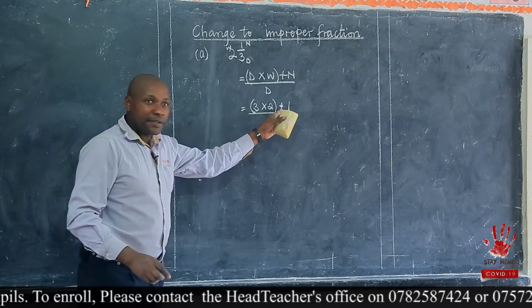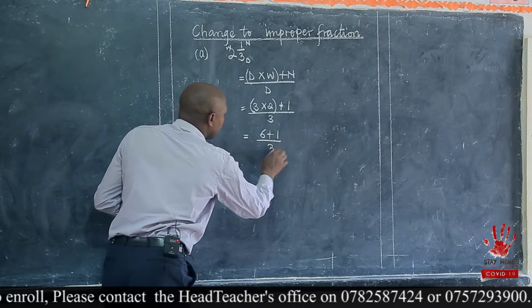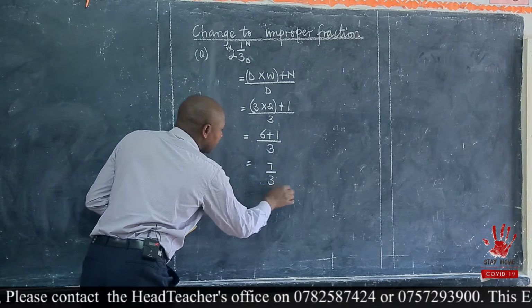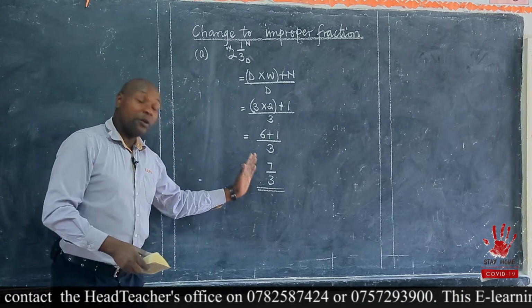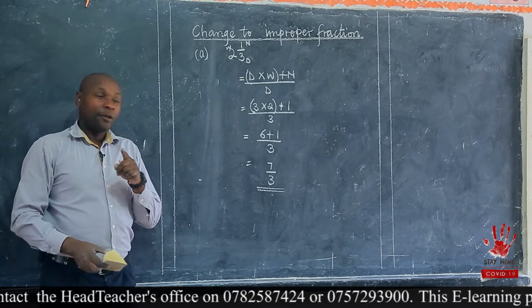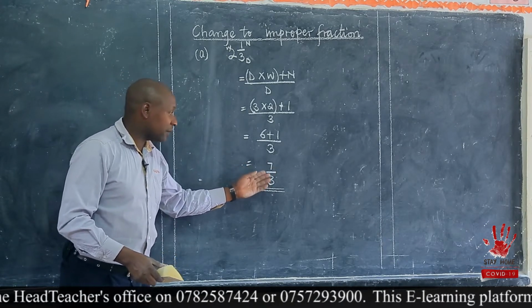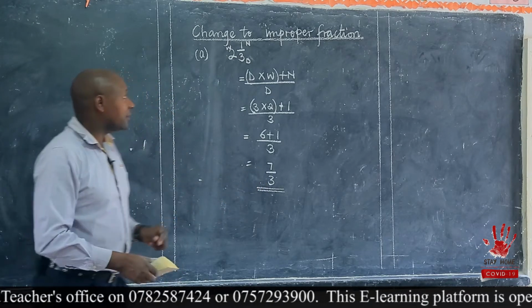3 times 2 is 6, plus 1, out of 3, and finally our answer is 7/3. I still remind you that we call these fractions by their names. It is okay when you say 7 out of 3, but the name of this fraction is 7/3.